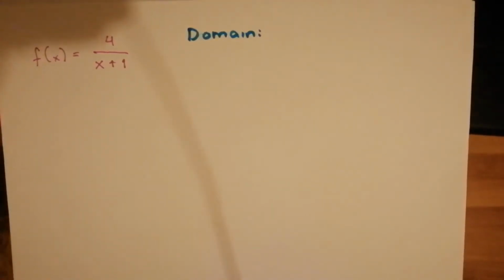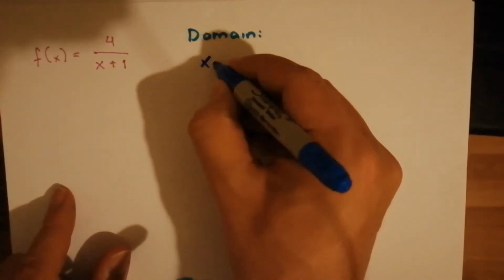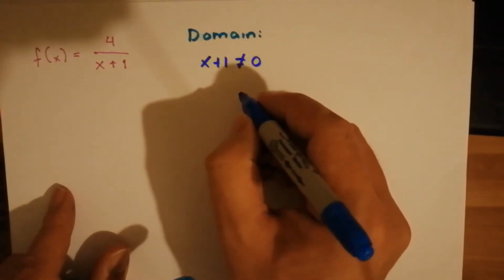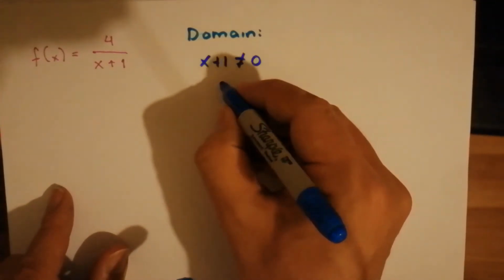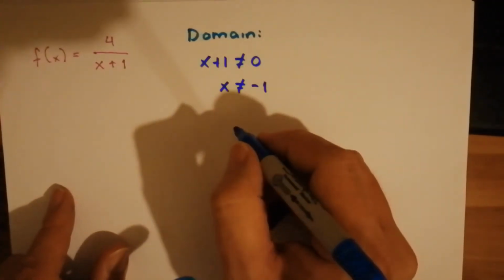Okay, here we have the function 4 over x plus 1. The idea is to find the domain of the function. If you remember, when you have a rational function, to find the domain you need to set the denominator equal to 0, because that's the restriction. So x plus 1 has to be different than 0, and then we isolate the equation, so x is different than minus 1.